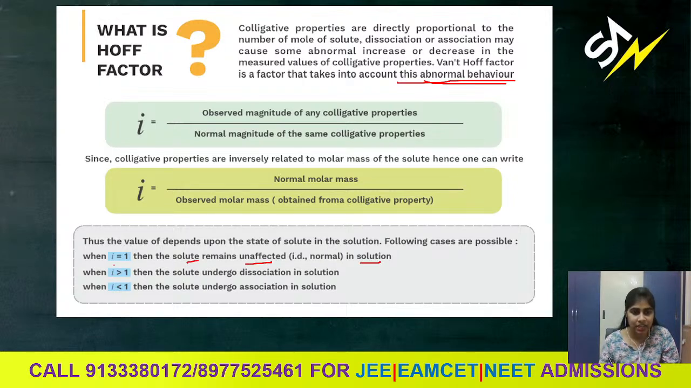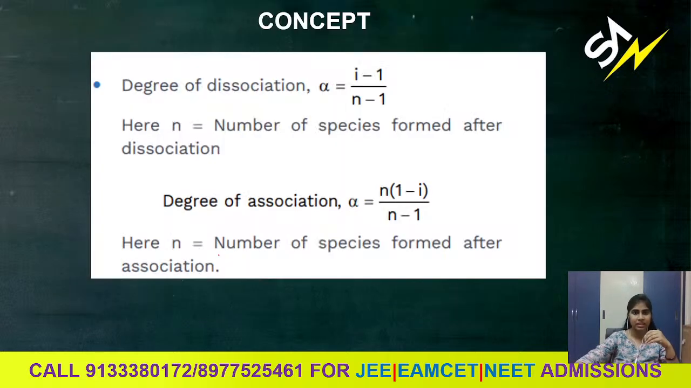When the Van 't Hoff's factor value is greater than 1, then the solute undergoes dissociation. If i is less than 1, then the solute undergoes association. So this is the main concept of Van 't Hoff's factor. If the value of i is equal to 1, the solute remains unaffected. It remains normal, the way it was added, it remains in the solution. If it is greater than 1, it undergoes dissociation. The breaking of bonds may occur. If i is less than 1, it undergoes association. New bonds will be formed. In that way, this Van 't Hoff factor can be determined.